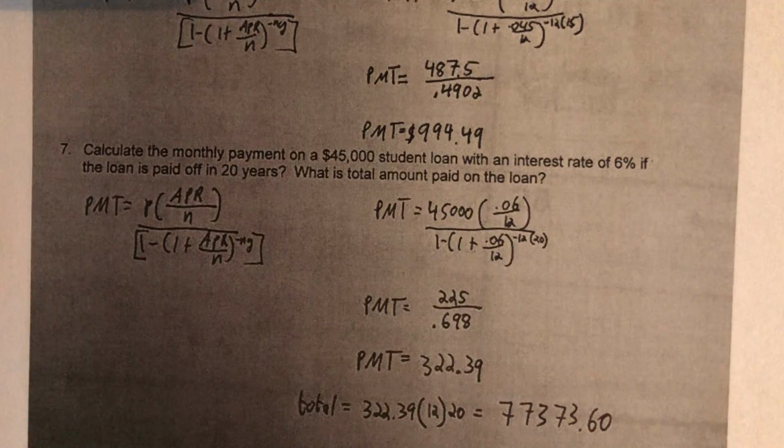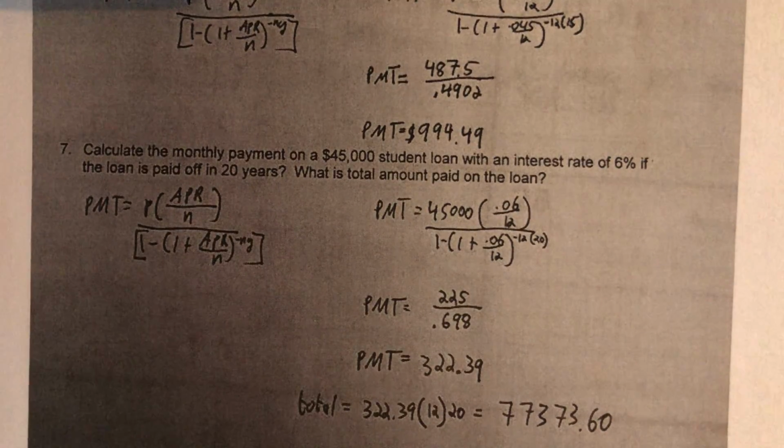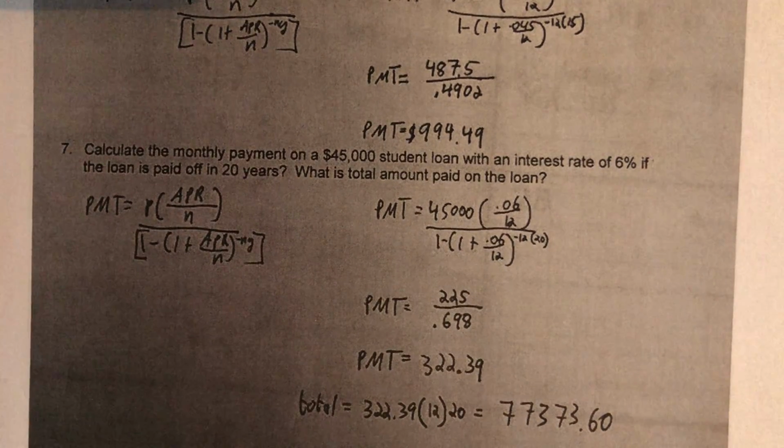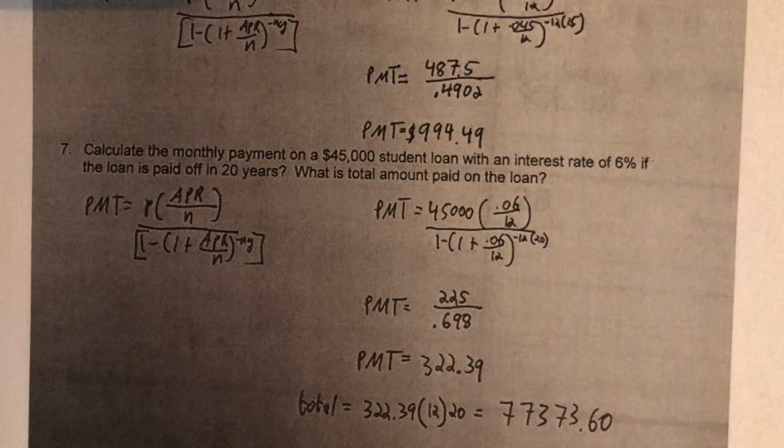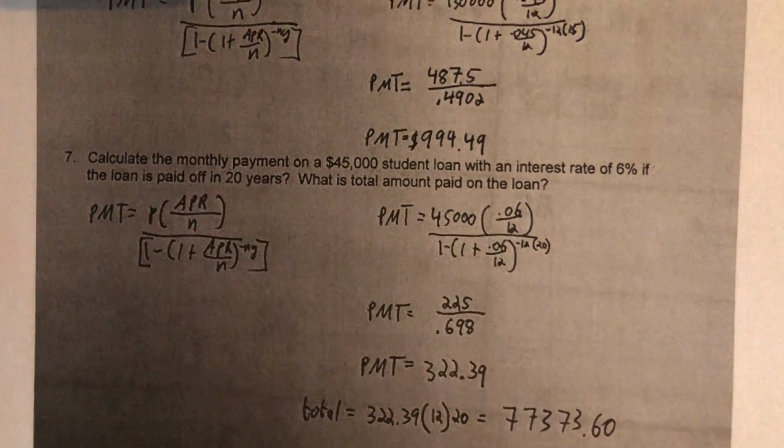So if I take that and I times it by 12 and I times it by 20, month in years, you would end up paying $77,373.60 to pay back your $45,000 student loan.